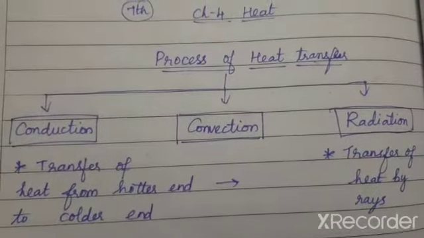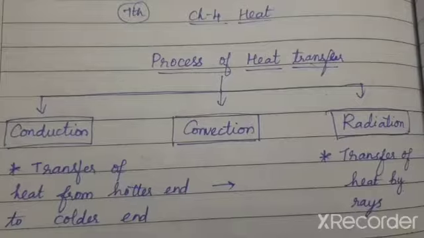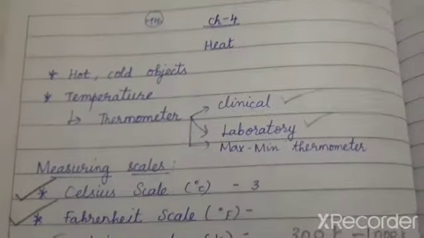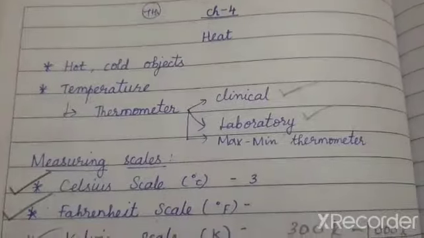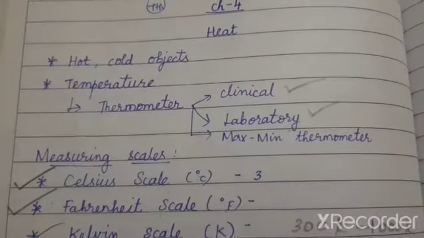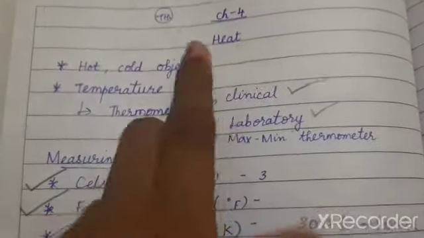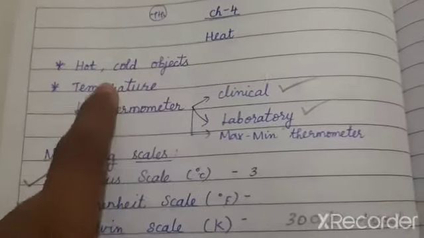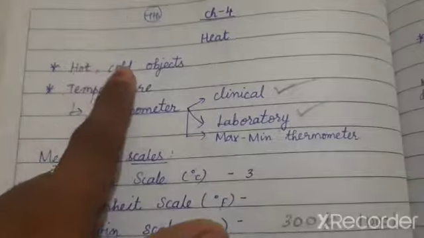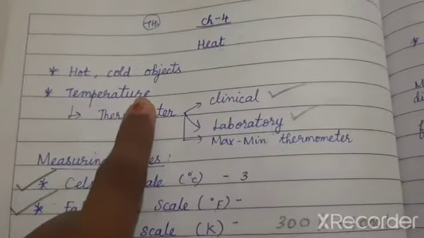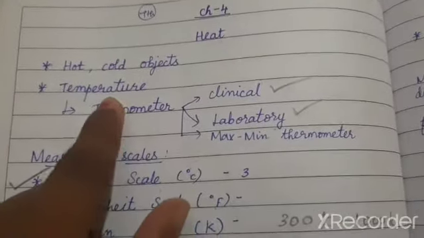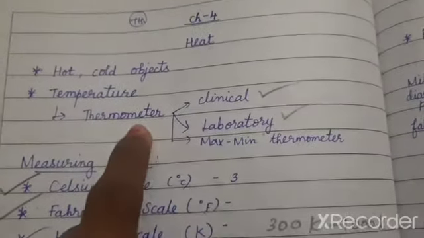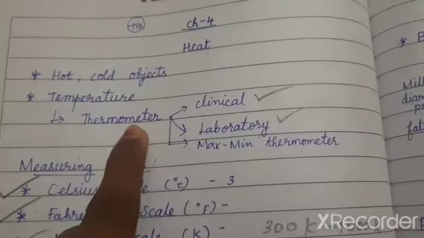So first let us recall what we discussed in this chapter. First, in this chapter we saw what is heat. It is the measure of hotness and coldness of an object. So how to measure whether an object is hot or cold? We need to identify the temperature. To detect the temperature, a device called a thermometer is used.